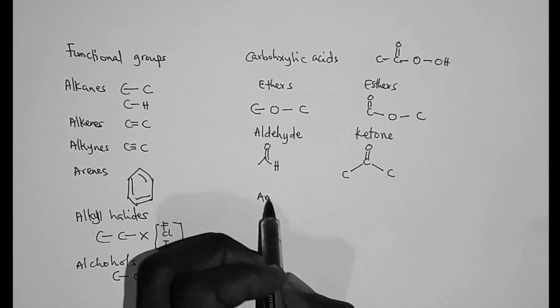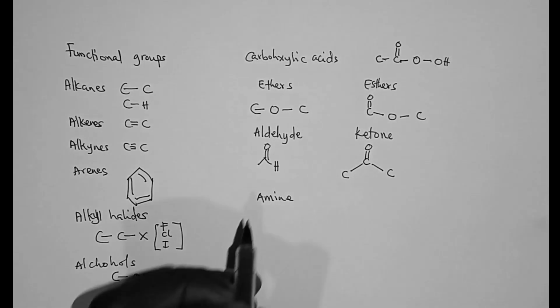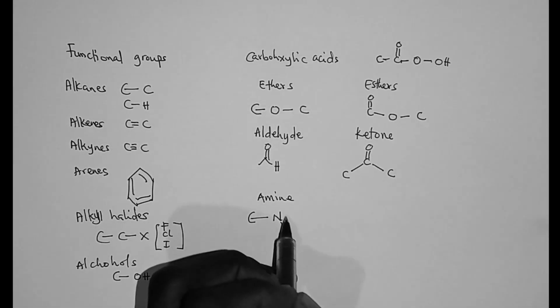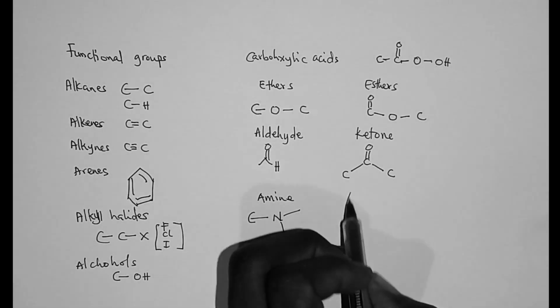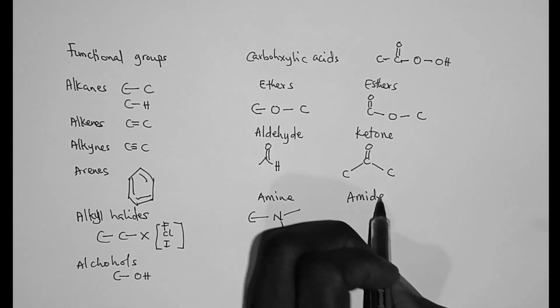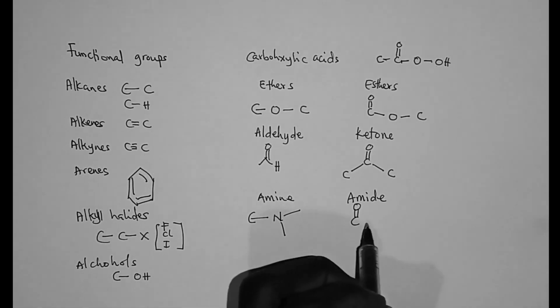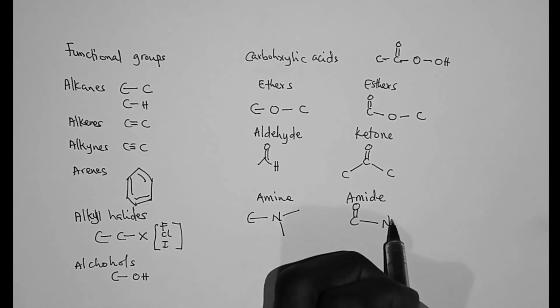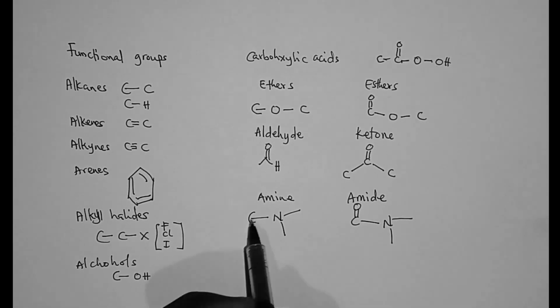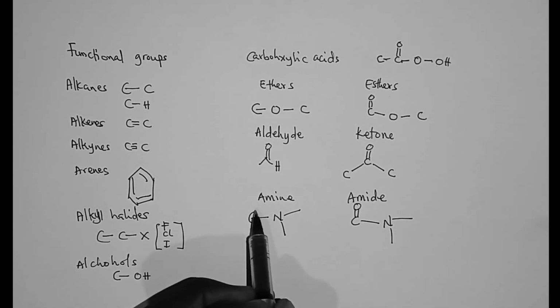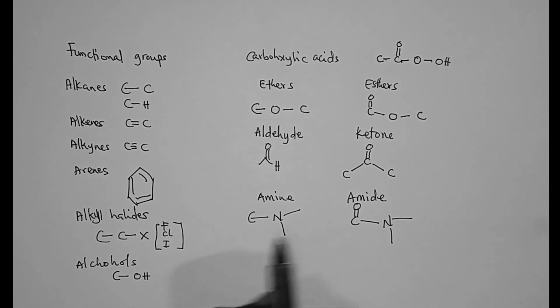The next one we have is an amine. An amine is a carbon that is bonded to a nitrogen. This is the amine functional group. Then, apart from the amine, we also have the amide. The amide is a carbon that is doubly bonded to an oxygen, then bonded to a nitrogen. So this is the difference between the amine and then the amide group. In the amine group, the carbon bonded to the nitrogen is not in any double bond to an oxygen, whereas it is the same in an amide.